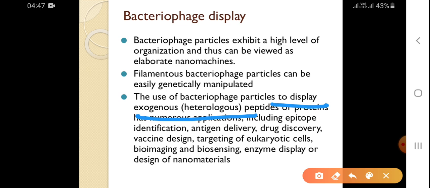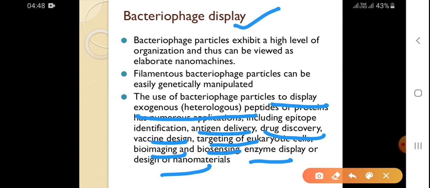Now the applications being epitope identification. Epitope means the region on an antigen which is determining the antigenicity. That is the sequence which makes the particular compound an antigen. So it is used for epitope identification, antigen delivery, drug discovery, vaccine design, targeting of eukaryotic cells, bioimaging, biosensing, enzyme display or design of materials. So these are the various applications of the bacteriophage display.